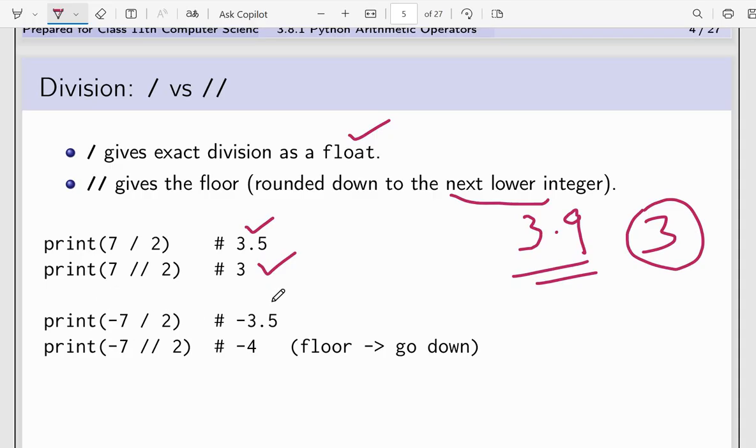Minus 7 divided by 2 is minus 3.5, and minus 7 double slash 2 will give you the floor value. The candidates are minus 3 and minus 4. Which one is the lowest? The floor value, that is minus 4. Floor goes down. Okay, clear?